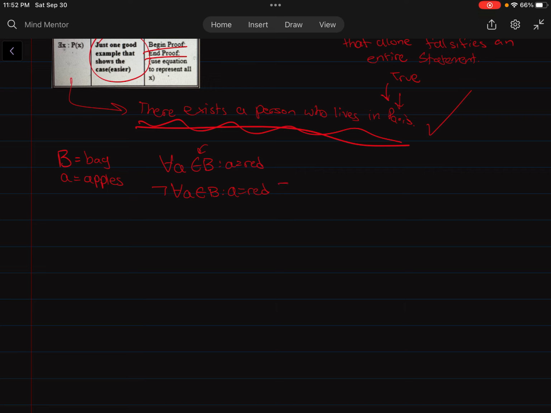But this is logically equivalent to saying there exists an apple in the bag such that the apple isn't red, right? So that means there exists an apple in the bag that is green. That's the only way a statement like this can be true. So that's why these two statements are logically equivalent. And that brings us to De Morgan's law for quantifiers. Remember, as I said, there's multiple variations of De Morgan's law. So now we're here at De Morgan's law for quantifiers.